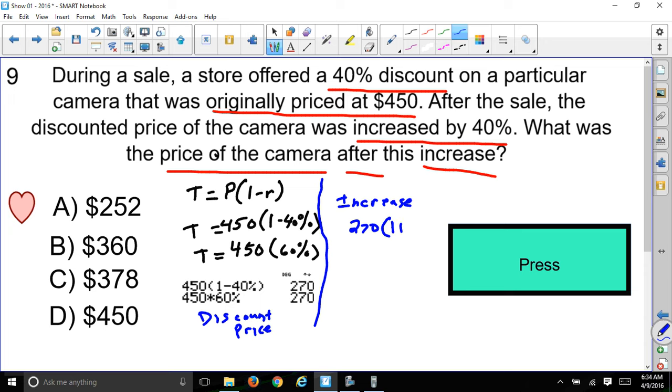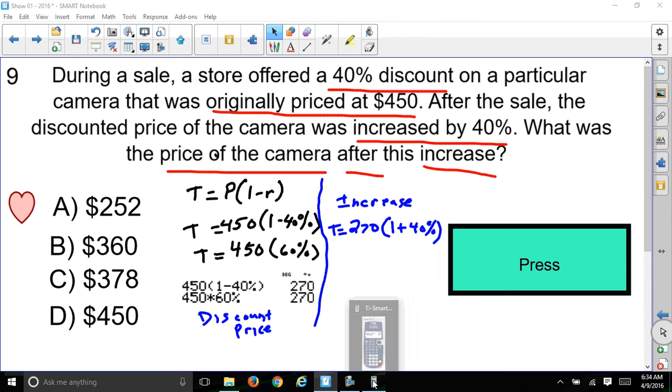It's like a sales tax. So if you remember the formula, it's the original price or the discounted price that's going to be now plus the increase. The increase is 40%. And this will give us a new total. So let's take a look at it with our calculator. So let me get off of that and get my calculator.